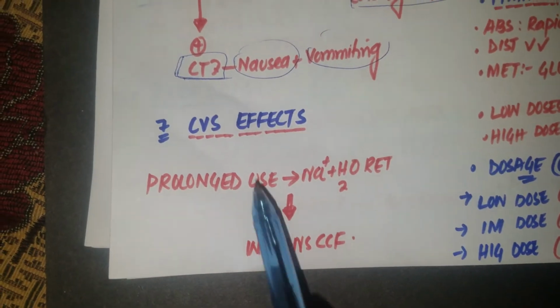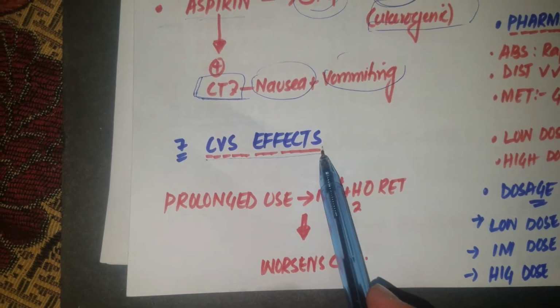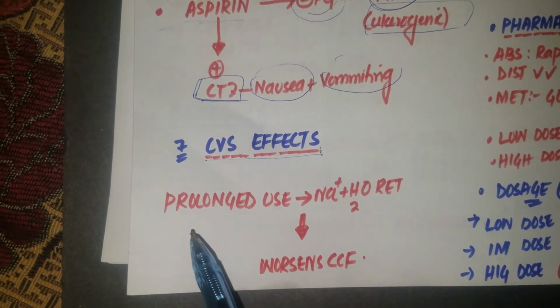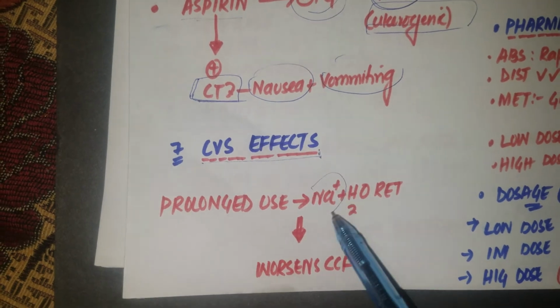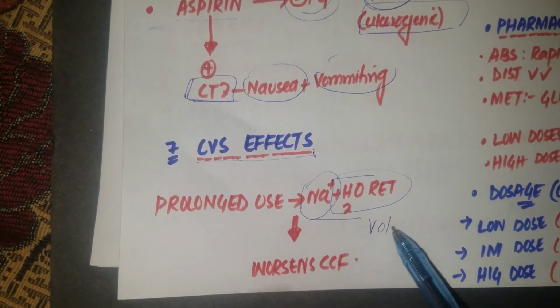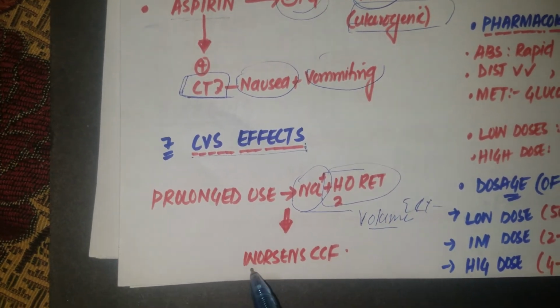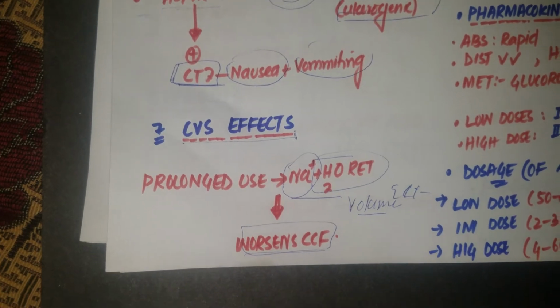The next one is the CVS effect. So when these drugs are used for a very long time, basically they cause sodium and water retention, which may cause volume overload, increasing the volume of the extracellular fluid, which can worsen congestive cardiac failure.